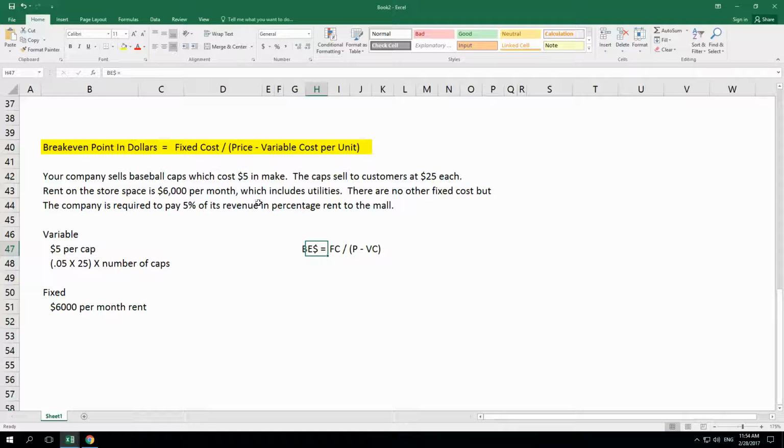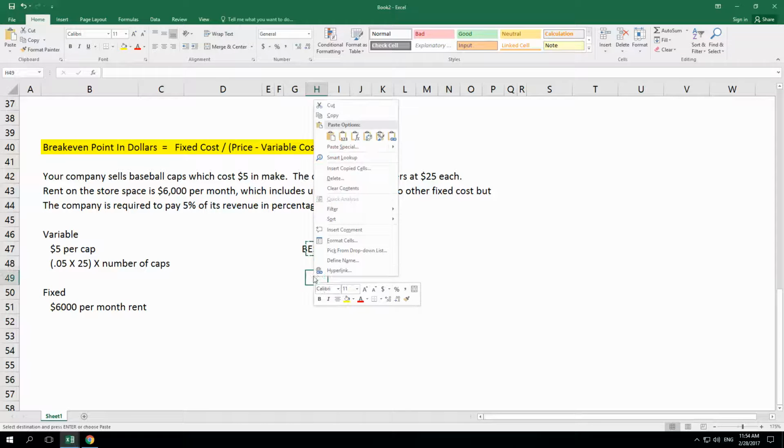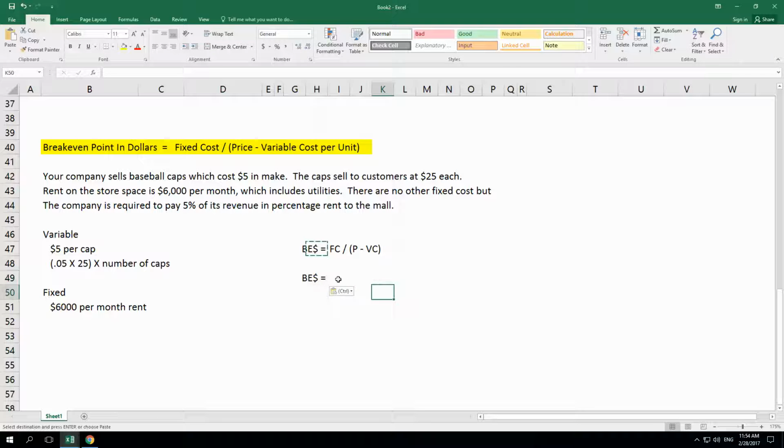So let's see. I'll take my fixed cost of 6,000, and I'm going to divide it by my price of 25 minus my variable cost of 5 per cap, plus 5 cents times $25.